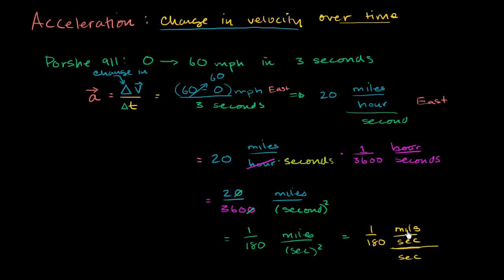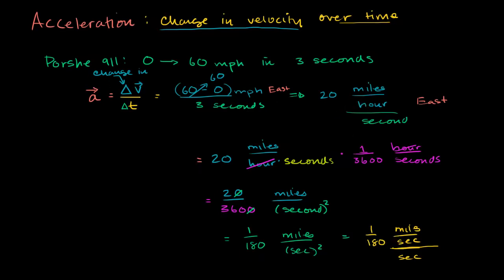1 over 180 miles per second. Every second, this Porsche 911 is going to go 1/180th of a mile per second faster. And actually, it's probably more intuitive to stick to the miles per hour, because that's something that we have a little bit more sense of.